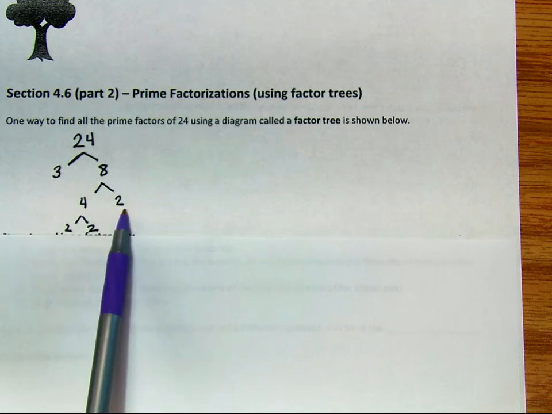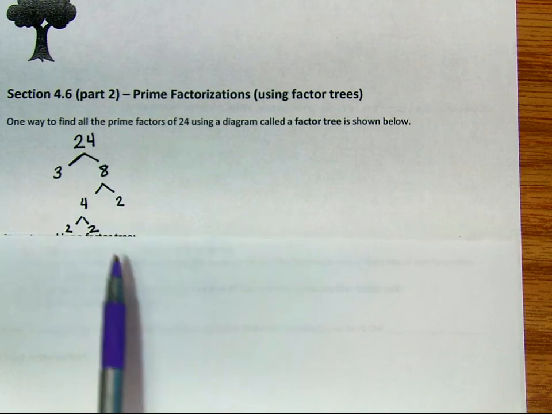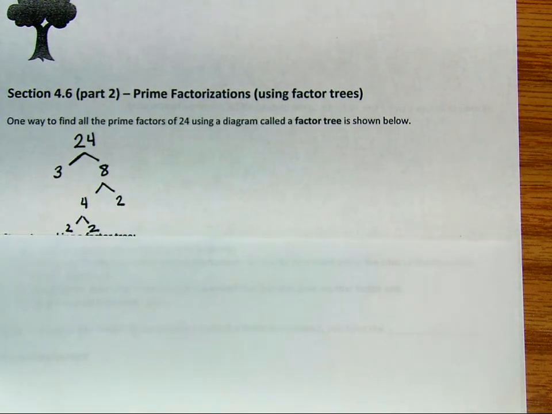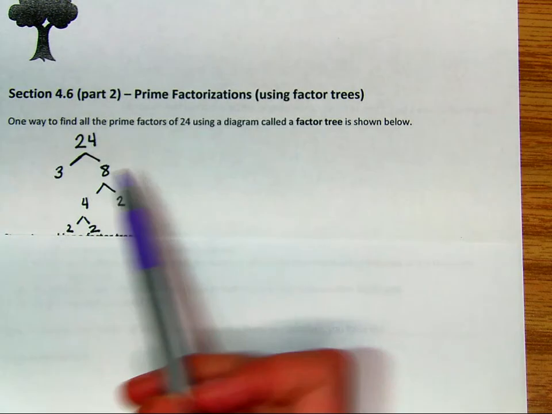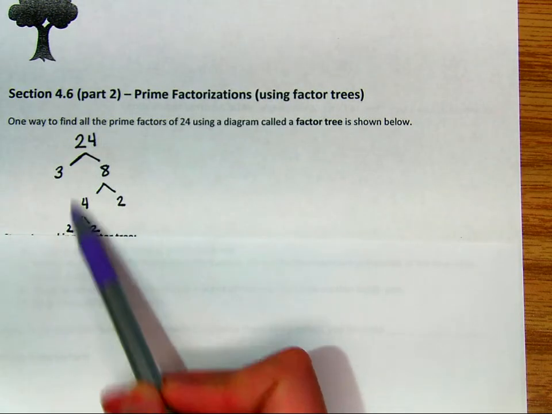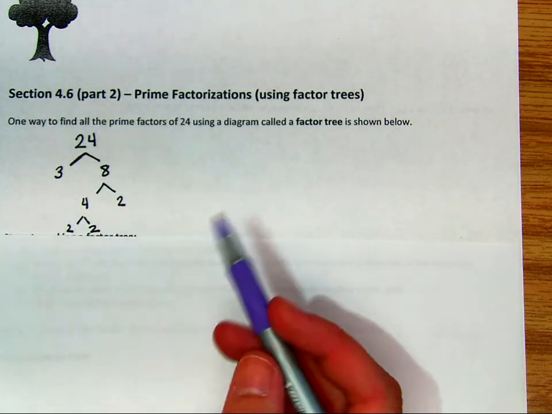2 is a prime number. Nothing goes into it except for 1. So I stop there. But I can break down 4 into 2 times 2. And that would be finding all the prime factors. So the prime factors would be 2, 2, 2, and 3. All the ends of the branches.